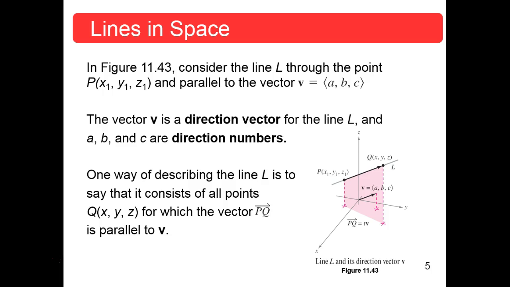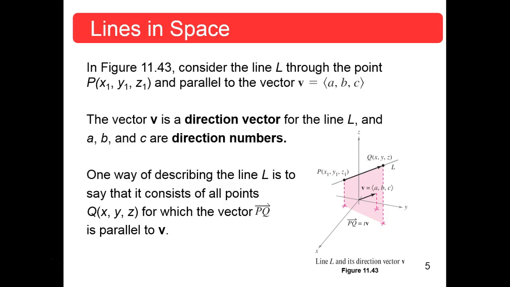The vector v is the direction vector for this line L, because once you have that vector v, then L has to be parallel to it. So that's going to be the direction vector for the line L. The a, b, and c are called the direction numbers. I like to think of them as direction components, but they like to call them direction numbers.